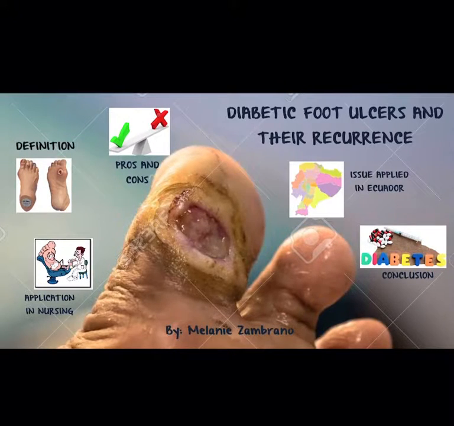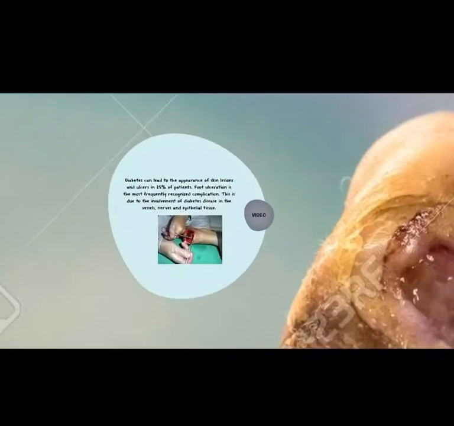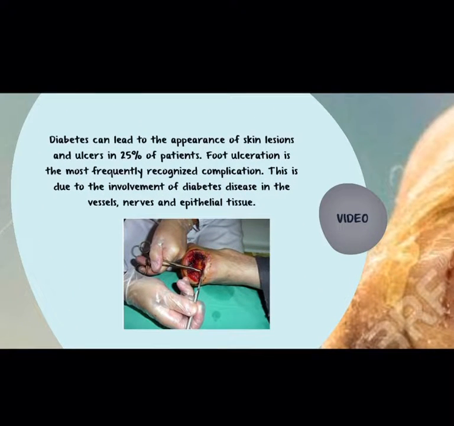The topic I'm going to talk about is diabetes, foot ulcers, and their recurrence. Definition: diabetes can lead to the appearance of skin lesions and ulcers in 25% of patients. Foot ulceration is the most frequently recognized complication. This is due to the involvement of diabetes disease in the vessels, nerves, and epithelial tissue.